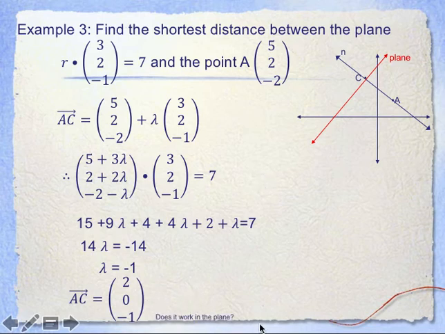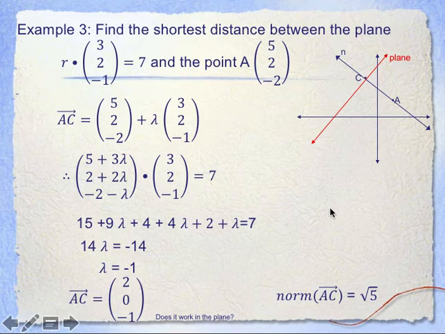Check, always check if you are doing this on your own, that it actually does work on the plane. So if we put that in, what have we got? We've got 2 times 3 is 6, 0, and +1, 6 plus 1 is 7. So it definitely does work. And the shortest distance, of course, is then going to be the magnitude, which is going to give us the square root of 5. Okay.